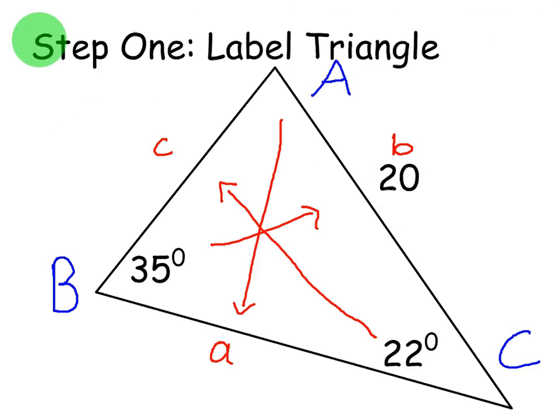Okay, so the first thing you're going to do is label the triangle. I'll talk a little bit about how to label these. As long as you're consistent, it doesn't matter. In other words, if you label this angle big B, then the side opposite has to be little b. Label this angle big A, the side opposite is little a. If you label this angle big C, then the side opposite is little c.